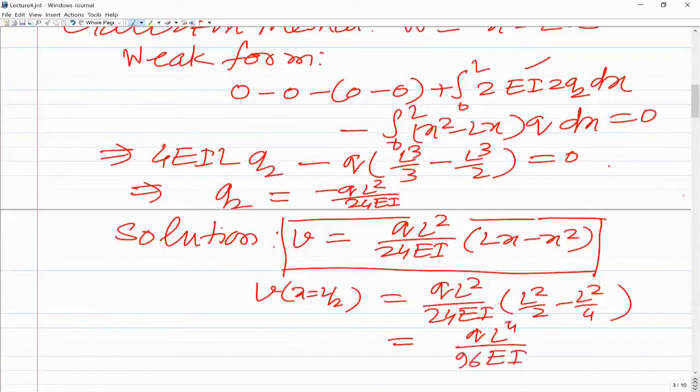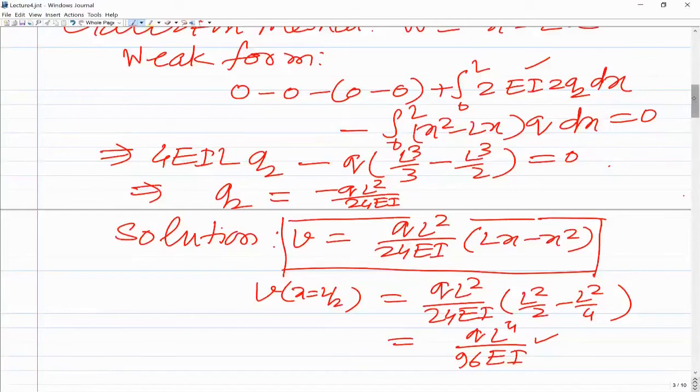Although, as you know, the differential equation is a fourth order differential equation, when we try to find its exact analytical solution, that solution is going to be in terms of x to the power 4. But based on this quadratic solution itself, we are able to get the deflection at the center, which is actually accurate, because you get the deflection ql to the power 4 upon 96 EI if you try to find the exact solution. So this is what we are able to do.